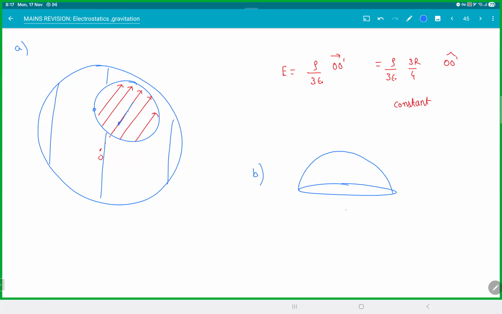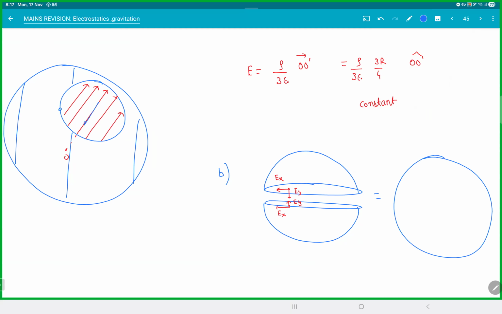So if you take two half spheres and combine them, the total field must come out to be zero. At point A, the field must be Ex, Ey, Ey, and Ex. So when you combine them, you get a full sphere. Ey and Ey will cancel. This will become 2Ex. But we know the field inside the sphere is zero. Therefore, Ex is zero.